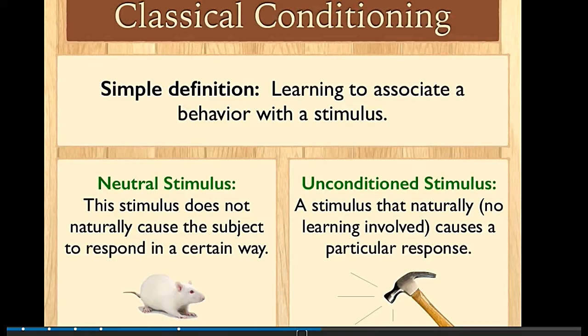Classical conditioning. Simple definition: learning to associate a behavior with a stimulus. Neutral stimulus: this stimulus does not naturally cause the subject to respond in a certain way. Unconditioned stimulus: a stimulus that naturally, no learning involved, causes a particular response.